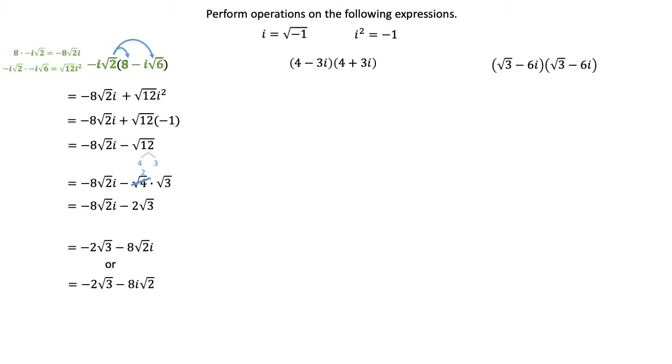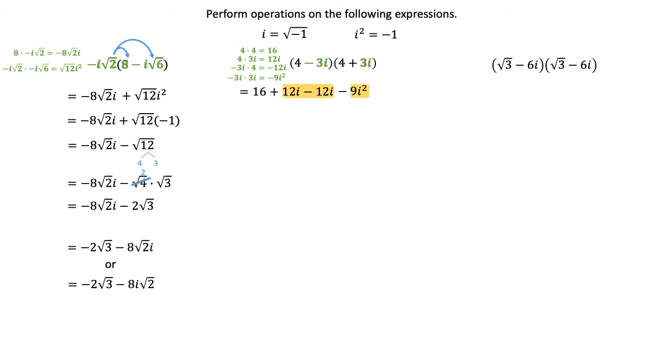All right, we're going to take a look at the second example, which is a FOIL example, and we're going to start with the first two terms. 4 times 4 is equal to 16. The outer terms, 4 times 3i, that will give us 12i, so plus 12i. The inner terms, -3i times 4, will give us a -12i or a minus 12i. And -3 times 3i gives us a -9i squared. So that'll be a minus 9i squared.